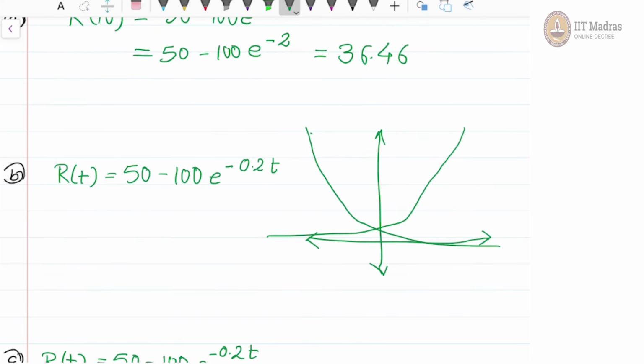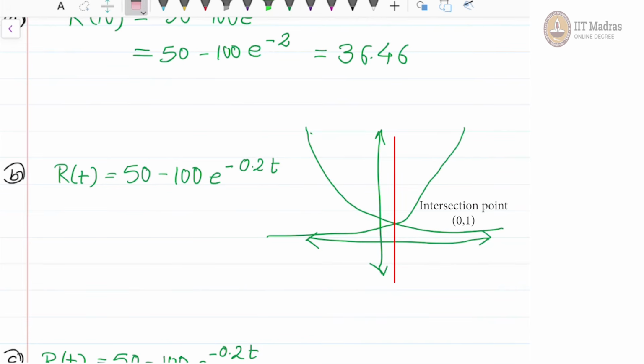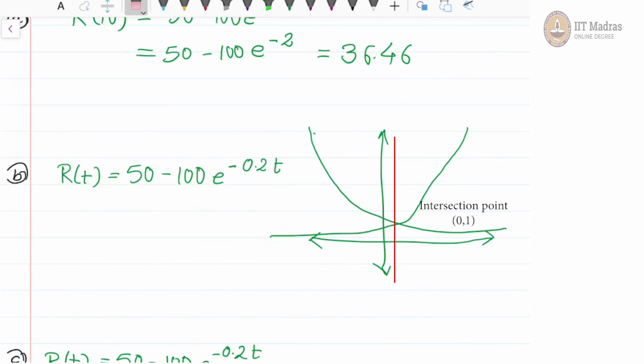Sorry, it will never cross the x-axis, but it will go this way. Yes, so now you have an understanding of how the graph of e raised to minus t will look. But here are some scaled versions, like 100, this is 100 and this is 50. So now this graph is actually multiplied with minus 100.